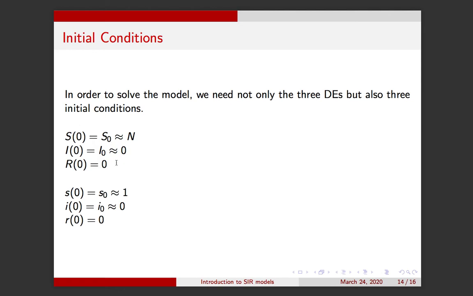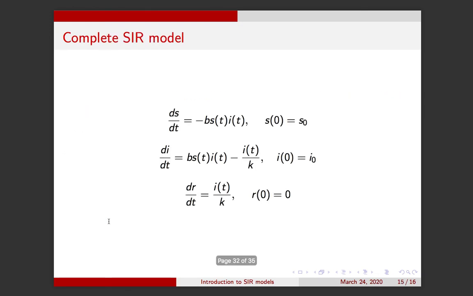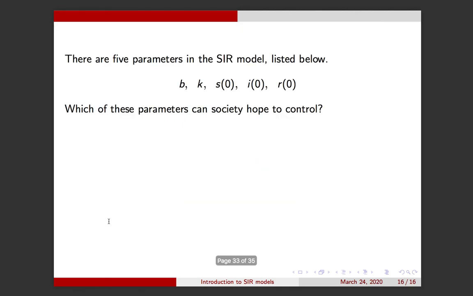Okay, so here are the three initial conditions. And if you want the fractional ones, then the initial percentage of people who are susceptible is basically 1. The initial percentage of infecteds is basically 0, but not 0, small though. And then the percentage of people who are immune is 0. So here is, in all of its glory, the complete SIR model in its fractional form. The three differential equations, the three initial conditions.